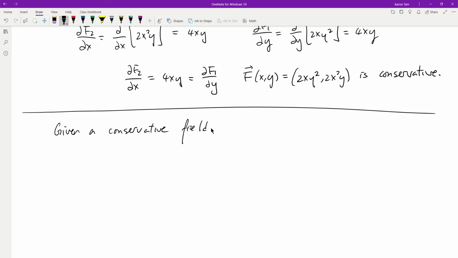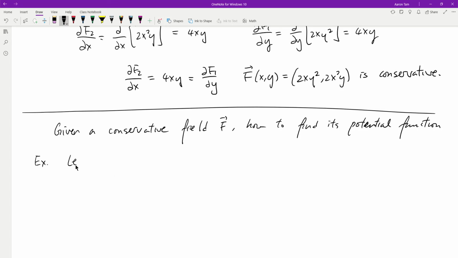So the next question is, given a conservative vector field f, how to find its potential function. That's the big question. I guess the easiest way to do it is to try an example. So here is my first example.